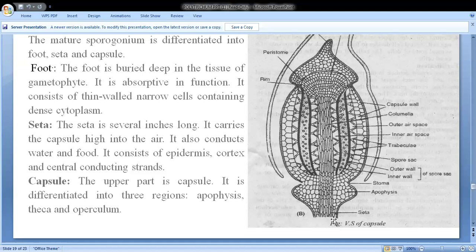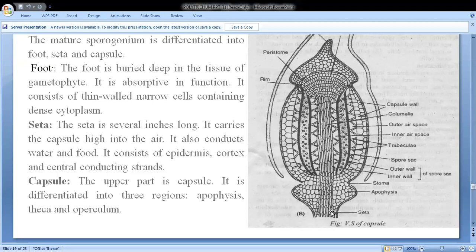Next is the seta. This is linear, long, and soft, and we have a capsule at the apex. In transverse section, it resembles stem anatomy. The outer rows of cells possess thick walls and another layer of sclerenchymatous strips. It gives mechanical strength to the seta. Nutrients absorbed by the foot are transported to the capsule through the conducting cells of the seta.